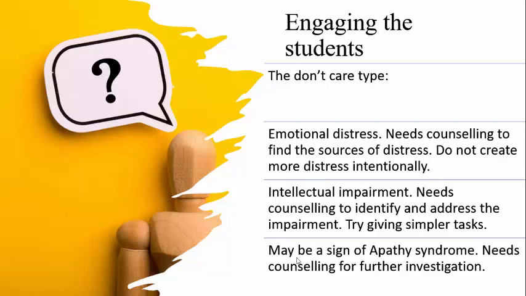The don't care type could be because of intellectual impairment. They just find the material overwhelming. They cannot follow. Again, needs counseling to identify and address the impairment. Try giving simpler tasks. This don't care type may be a sign of apathy syndrome. Needs counseling for further investigation.